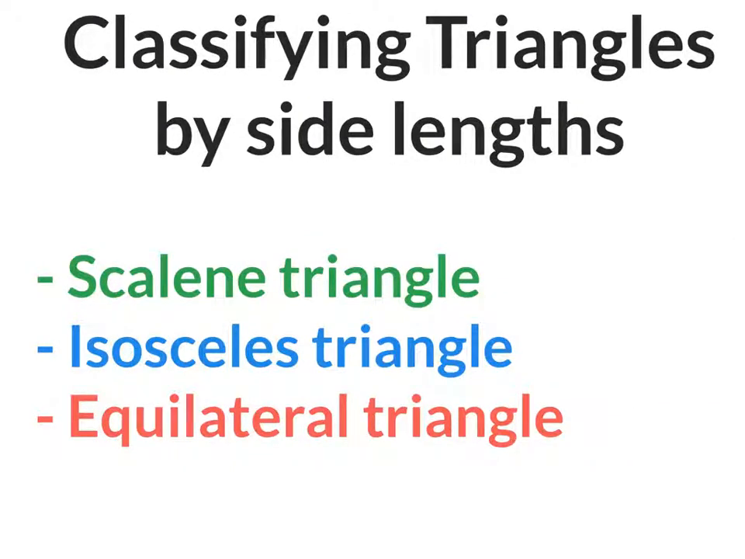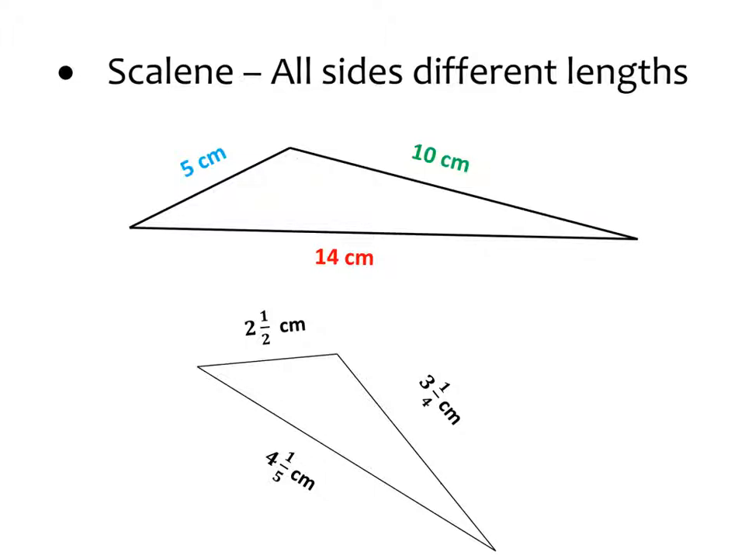Just as all triangles can be classified by their angle measures, they can also be classified or named by their side lengths. When classifying or naming triangles by their side lengths, I can have a scalene triangle, an isosceles triangle, or an equilateral triangle. A scalene triangle is a triangle which has all of its sides a different length.